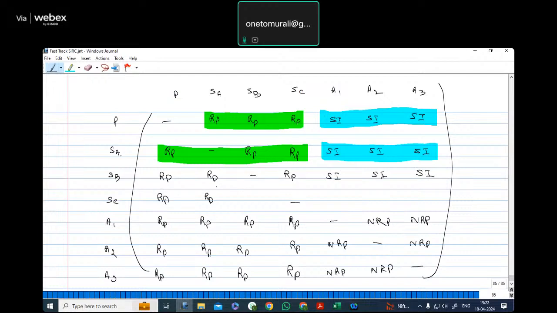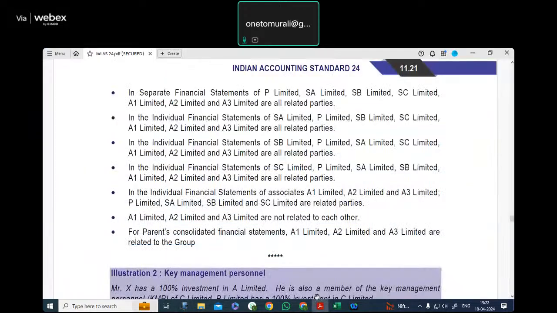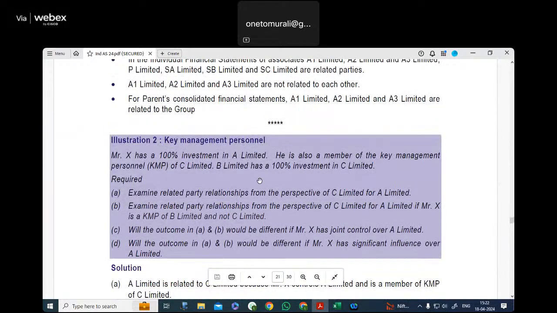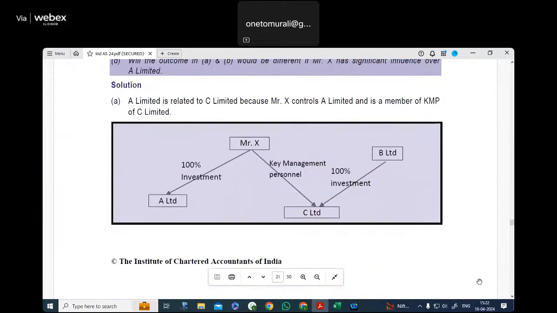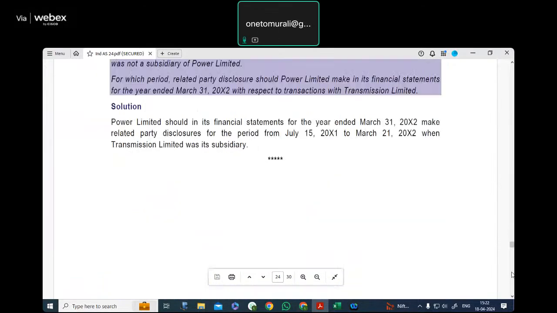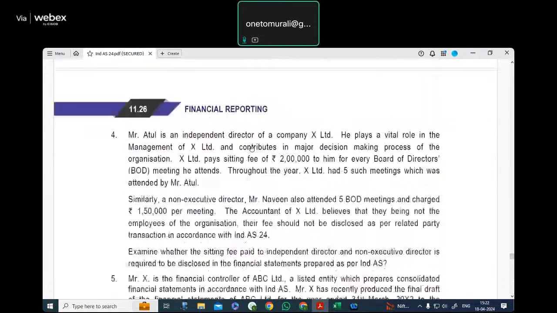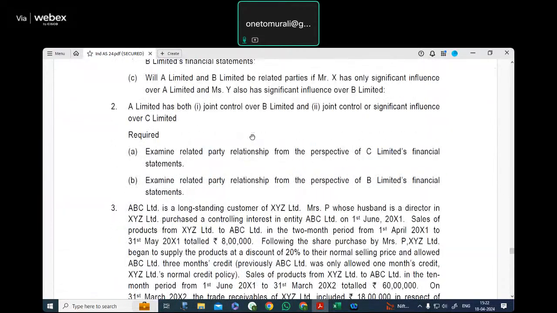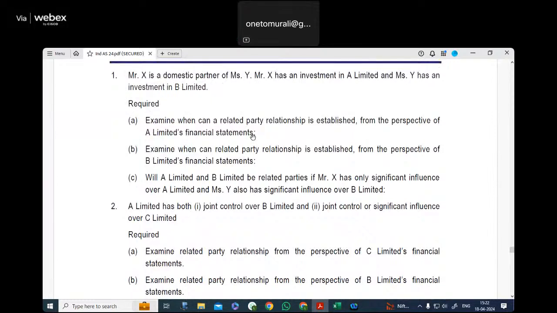Related party, related party, related party, significant influence. The subject matter is over, right? So when you carefully go through all this, you will be in a better position to crack them all in no time. Just go prepared for these sorts of topics where you don't have to remember any template. If you understand the concept well, then you can easily crack them.